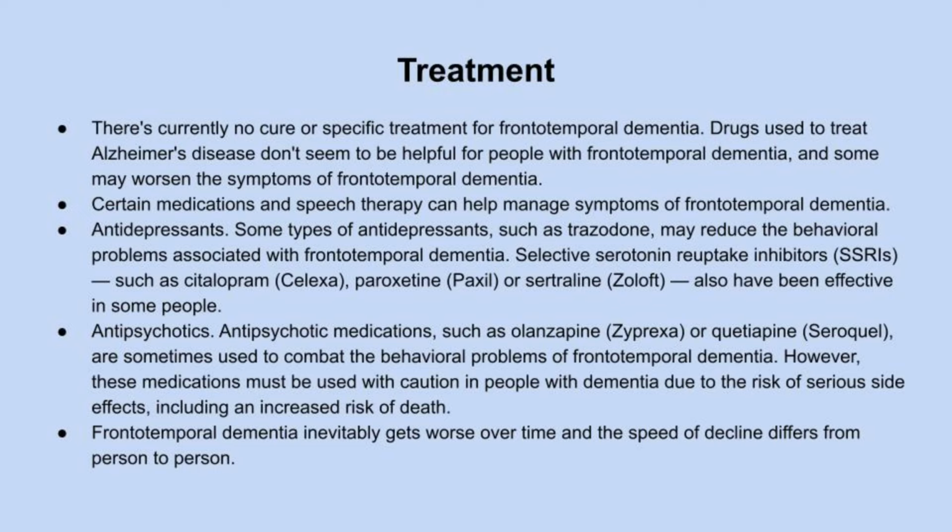Antipsychotics, because the patients are younger, can sometimes be used to combat the behavioral problems. However, they have to be used with caution because of the side effects. If patients are older, they can cause an increased risk of death. So unfortunately, like most dementias, this inevitably gets worse over time. But the speed of decline really differs from person to person and the type of dementia that they have.